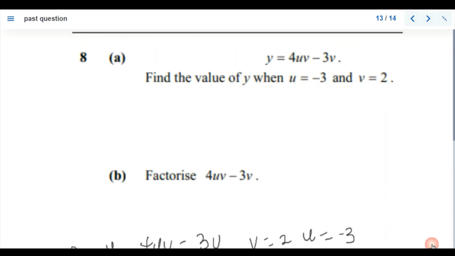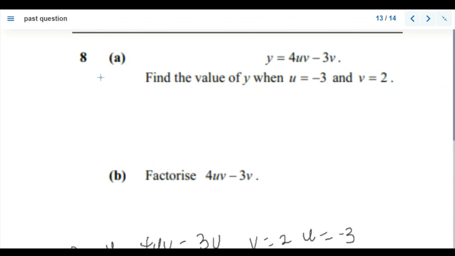This leads us to another past question. Let's look at what we have here. y equals 4uv minus 3v. Find the value of y when u equals minus 3 and v equals 2. And the second one, we have to factorize 4uv minus 3v. So what this one is telling us is that the very first one, wherever we have u in that given equation, we are substituting u to be minus 3 and we are substituting v to be 2.